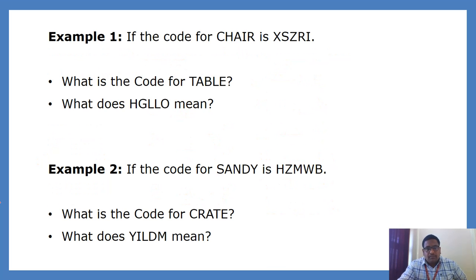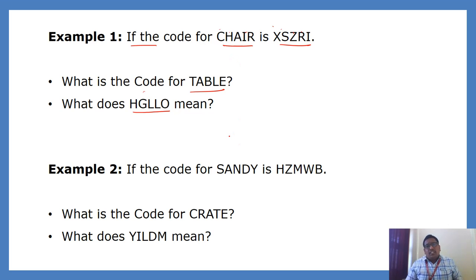Okay, next. So there is one more type of question, let's say an important category, where the letter coding matters a lot. Now if you see this, if the code for this is this, then they're asking what is the code for TABLE, or what does HGLLO mean. Getting my point? Now if I see, there is no particular letter gap. C and X, H, S, A, Z, there is no letter gap, or 25 letters gap, or 24, sorry. I, R, next R, I.